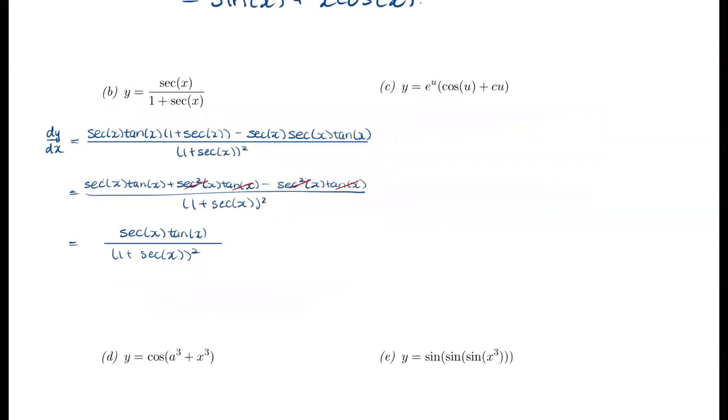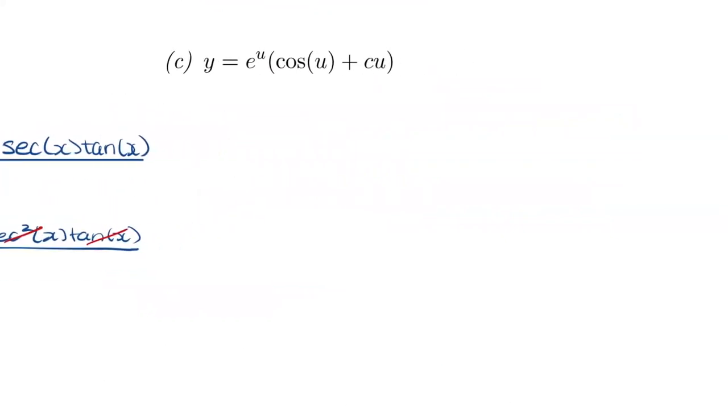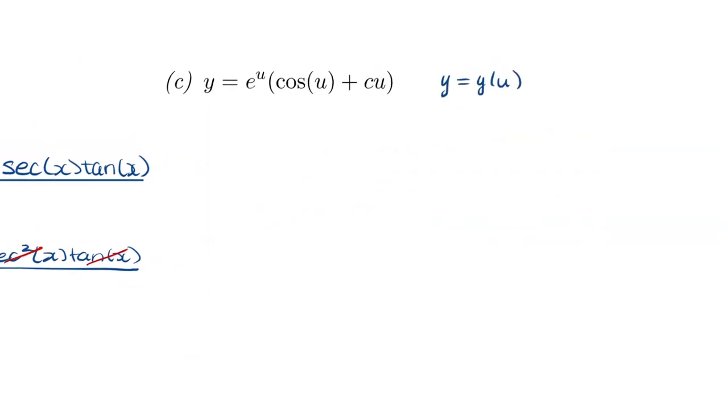Okay, so the third part here, part C, we have the function y that is in terms of u. So that means y here is equal to y in terms of u. So that means the c here is actually our constant number. So once again, we're going to be using our product rule. So we're going to take the derivative of y. So we have dy divided by dx. So this is equal to the first term, that's e to the power of u multiplied by cos of u plus c times u.